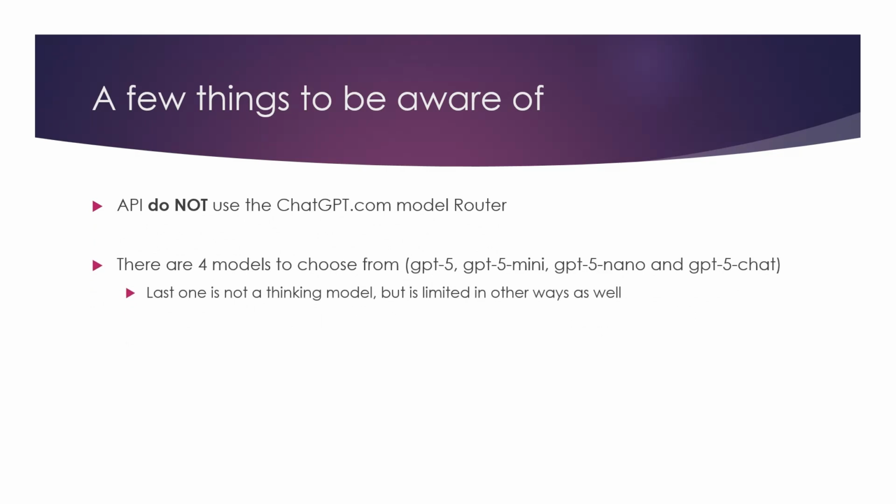There are four models behind the scenes of ChatGPT to choose from. There's GPT-5, GPT-5 Mini, the Nano version, and then there's a special one called GPT-5 Chat. The last one is kind of funky because it's actually not a thinking model. It's more like ChatGPT 4, but it's also limited in other ways. For example, it can't do function calling for some reason, like ChatGPT 4 could. So I'm not really sure who should ever use that model. In this video, we are mostly focusing on the three new thinking models.